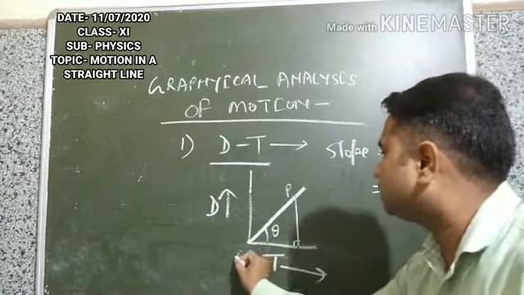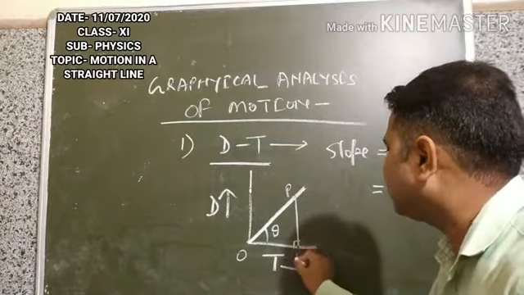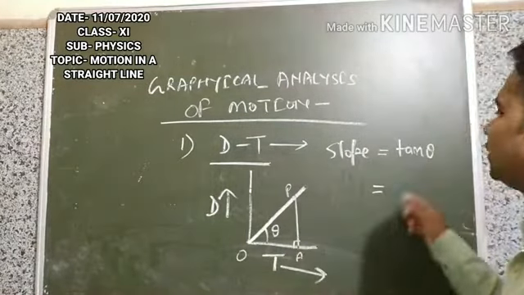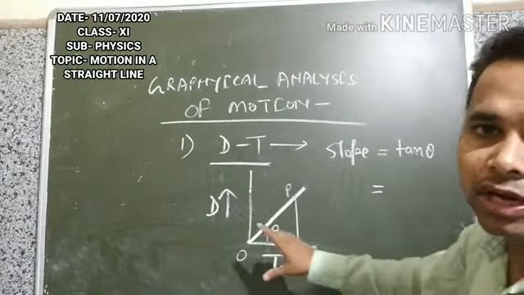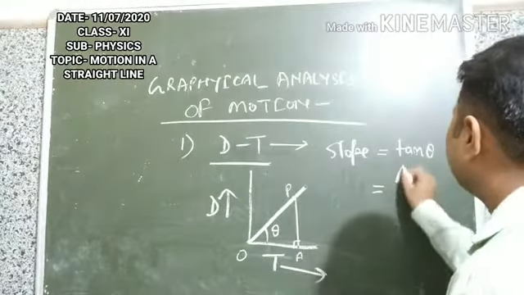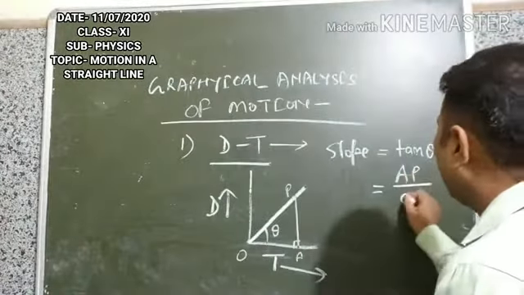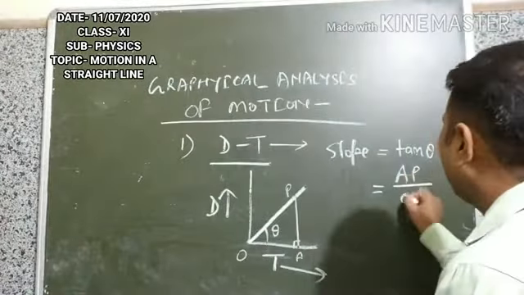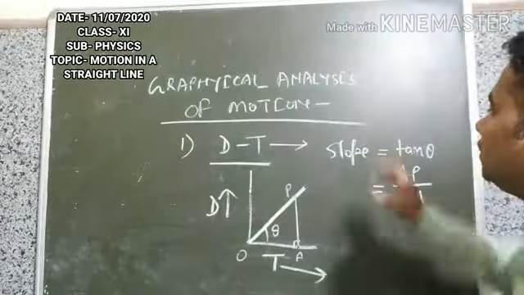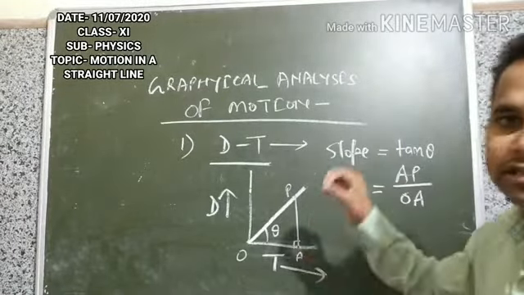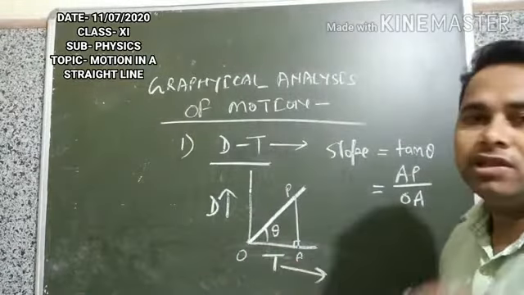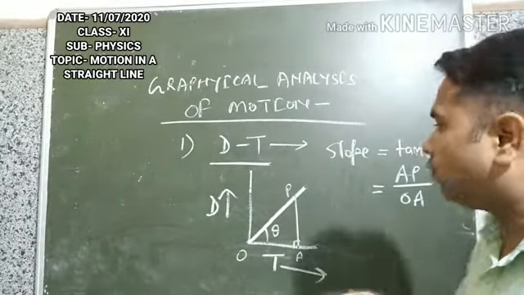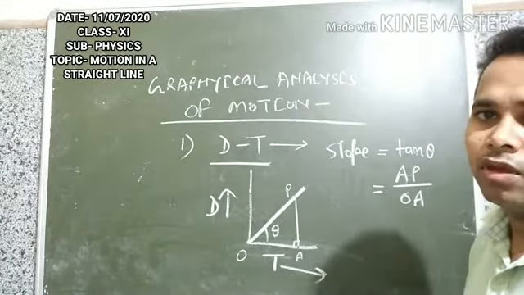to, suppose this is AO and this is A. So tan theta of this triangle is equal to perpendicular upon base, so it is AP upon OA. That is equal to tan theta, and this tan theta is called the slope of the line, and this slope of the line indicates in this distance time graph the uniform velocity of the body.